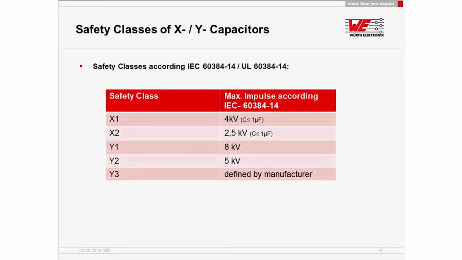In the case of, for example, MLCCs, you can find a few types where you have a double classification. So, for example, that they have a Y2 and X1, so it's allowed to use them in both positions. So in the Y position, they can be applied at 5 kV, while in the X position they are made for 4 kV, but then it's released for both positions.